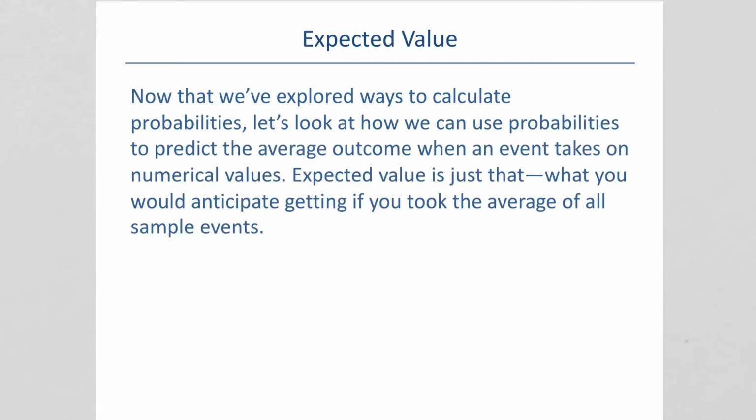This lesson is about expected value. So when you're taking into account the probability of things, what is the expected value to you? Now that we've explored ways to calculate probabilities, let's look at how we can use probabilities to predict the average outcome when an event takes on numerical values. Expected value is just that, what you would anticipate getting if you took the average of all the sample events.